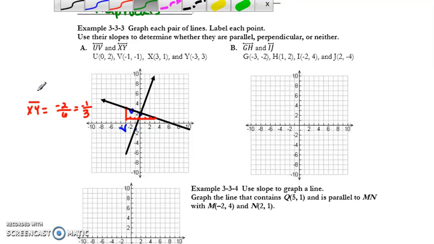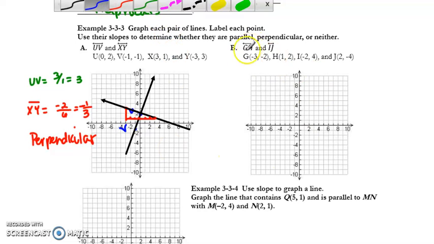And then let's find our line UV's slope so we can compare it. So we are going up 1, 2, 3, and over 1. 3 over 1, which is 3. So 3 and negative 1/3, those are opposite reciprocals. So this would be perpendicular. So we can definitely see it, but we want to double check with our slopes to confirm.